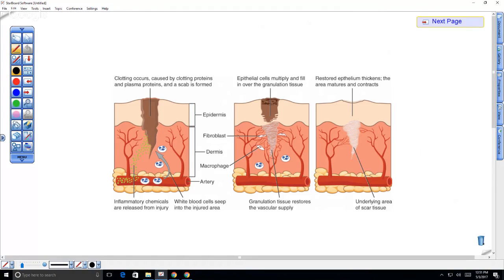Here is my wound. Here is my blood vessel. Here are the inflammatory chemicals. Part of the inflammatory chemicals would be histamine, which causes the blood vessels to dilate and become leaky, and they release their substances out. This is a white blood cell that can leave the capillary and go out into the tissue and feed upon bacteria, okay? This would also be a white blood cell, the macrophage up there, and the neutrophils down here.